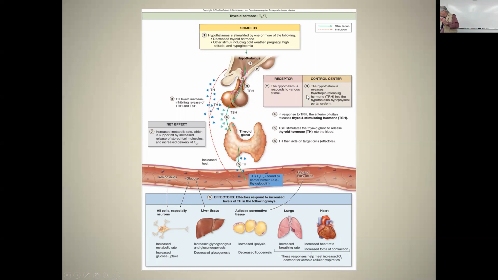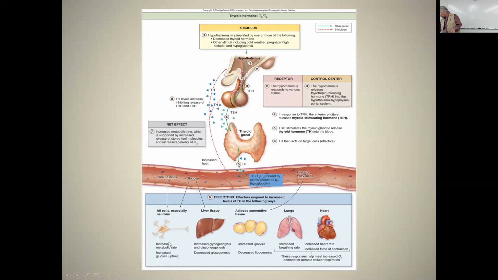Receptor to hypothalamus responds to these various stimuli. Hypothalamus releases thyrotropin releasing hormone, TRH, into the hypothalamic hypophyseal portal system. It travels to the anterior pituitary, and the anterior pituitary releases thyroid stimulating hormone, TSH. Thyroid stimulating hormone goes to the thyroid gland, which stimulates the production of thyroid hormone. Thyroid hormone is put into the blood, and it goes to all the organs, to all these target cells all over the body, actually.